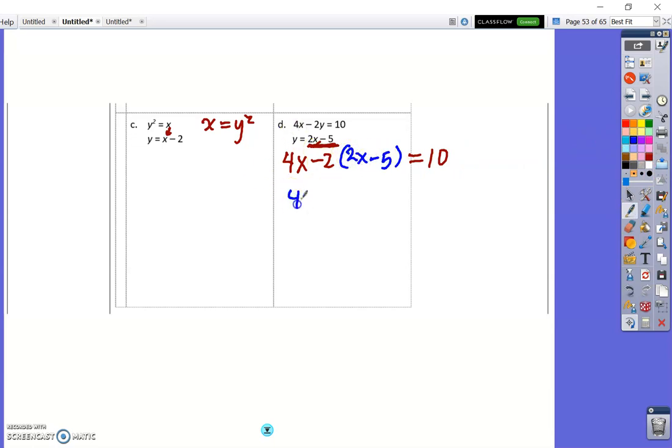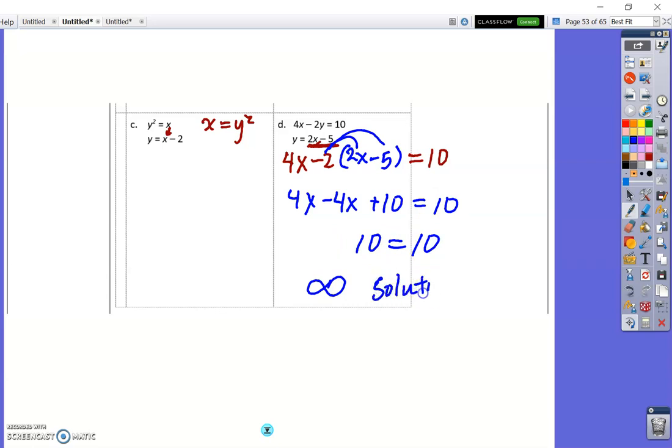And so then I get 4x, and I'm going to distribute, minus 4x plus 10 equals 10. And I have 10 equals 10. And this means there are infinite solutions, if you recall. If it was 3 equals 10 and it was a false statement, then it would be no solution. But since they're exactly the same, it means that they're exactly the same line.